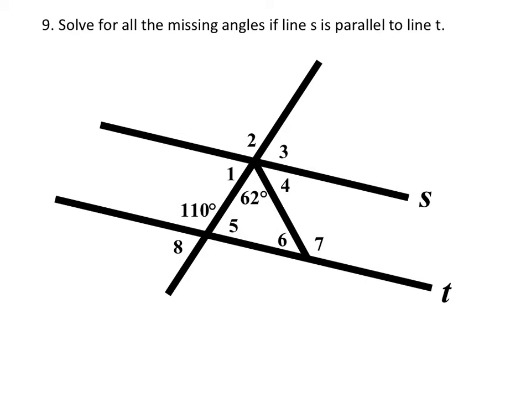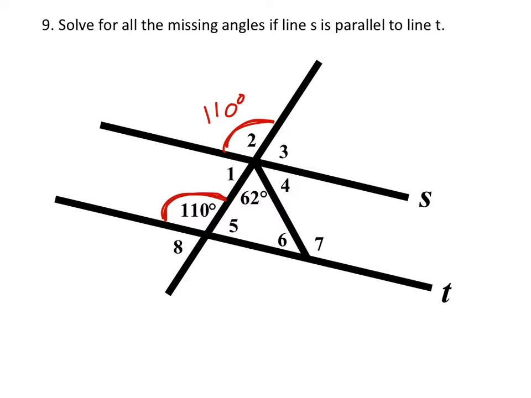So the first thing I notice on this one, solve for all the missing angles if line S is parallel to line T. So since these two are parallel, I know my angle relationships, alternate interior angles, alternate exterior angles, and corresponding angles are equal. So if I see this angle, which is 110 degrees, it corresponds with angle 2, so that also has to be 110 degrees.